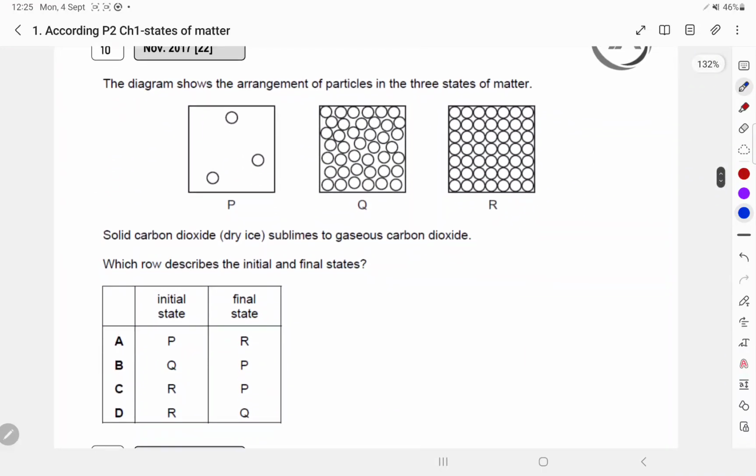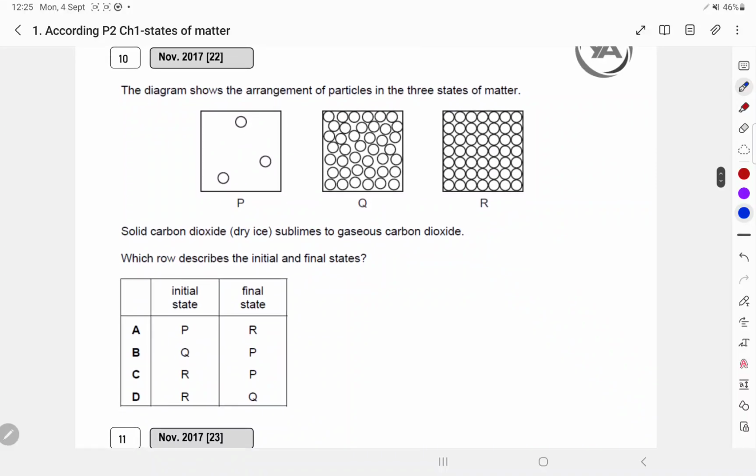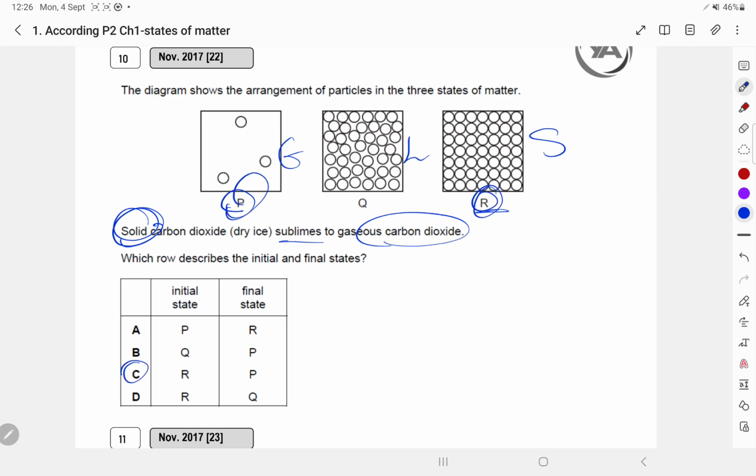The diagram shows the arrangement of particles in 3 states of matter: solid carbon dioxide sublimes to change to gas carbon dioxide. Which row describes the initial and the final state? Actually, the initial state is solid, so it is R. R is the solid, Q is the liquid, P is the gas. So the initial state will be R, which is the solid state. And the final state will be the gas state, which is P. So from R to P, which is C.